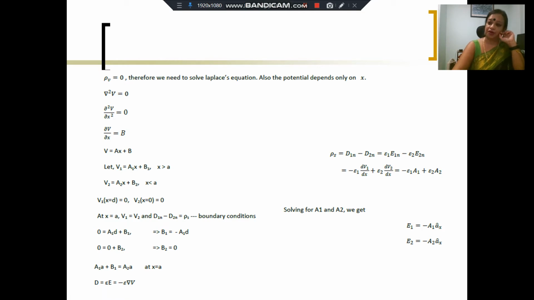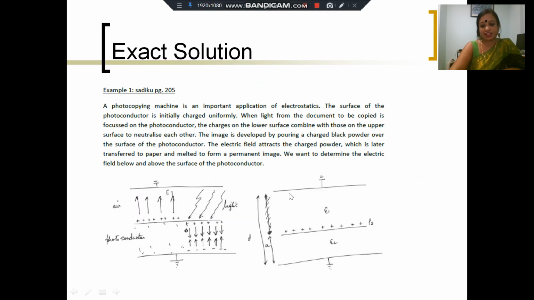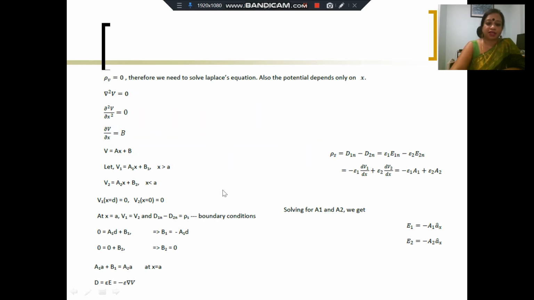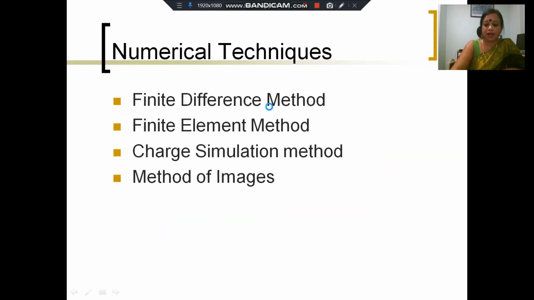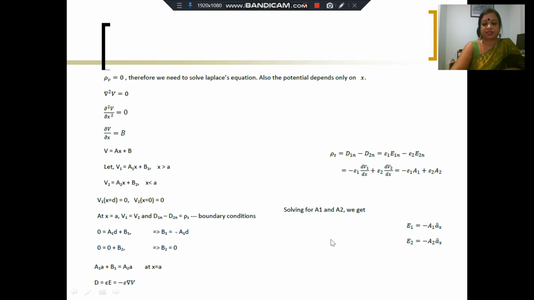How do I determine that? From the boundary conditions. I know that V1 is the potential in material epsilon 1. So that gives me V1 is equal to a1x plus b1 when x is greater than a. And V2 is the potential of the photoconductor material. So V2 is equal to a2x plus b2 when x is less than a. If I go back to the previous slide, that means this is V1 in this region and V2 is in the region of epsilon 2. This is the condition that I have. I also know that V1 at x equal to d is equal to 0 and V2 at x equal to 0 is equal to 0. So I am basically talking about these grounded plates.